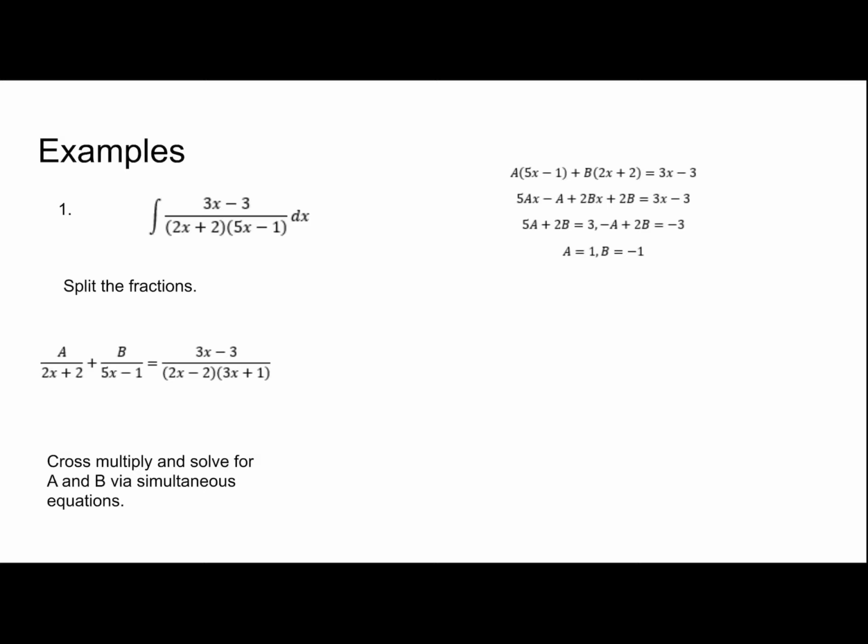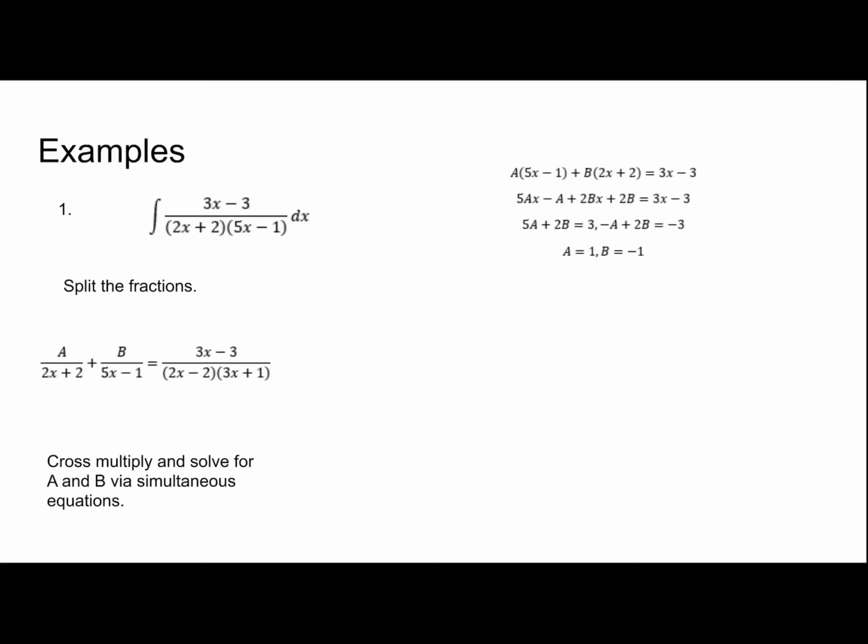Okay, so in algebra, we join like terms, remember? So we will have 5a plus 2b equals 3. That's our 5ax plus 2bx equals 3x. And we have negative a plus 2b equals negative 3. At this point, you have a graphics calculator. So in the exam, don't waste time. You might as well use it. If you plug those numbers into your graphics calculator, you can instantly get that a is 1 and b is negative 1.